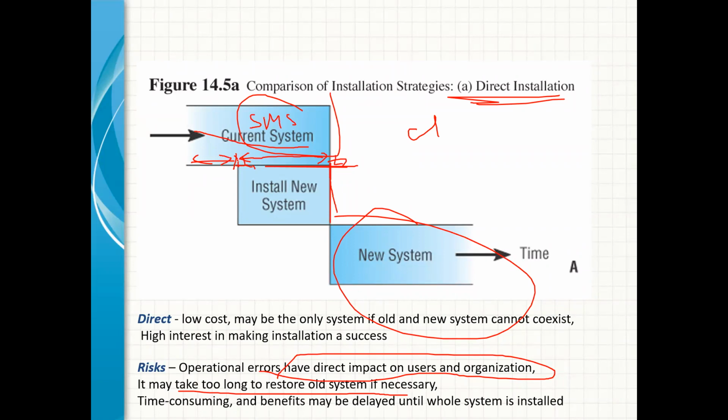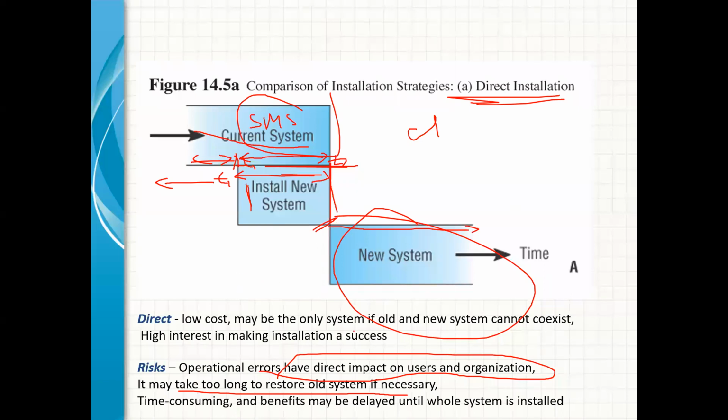Before T1 we've been using the old system. Between T1 and T2 we still use the old system, but we are also installing the new system. Testing is over, everything is over. So once we're done with the installation of the new system, we immediately stop the old system and we continue with the new system.